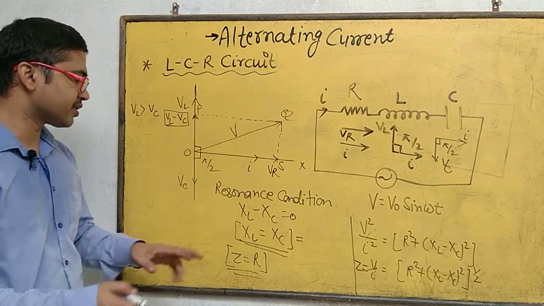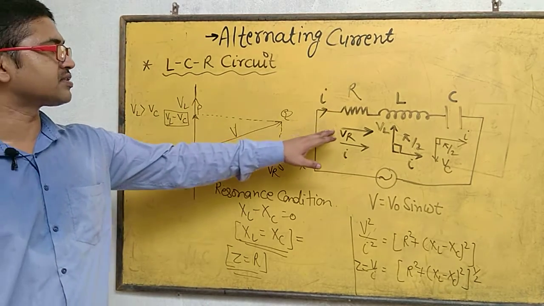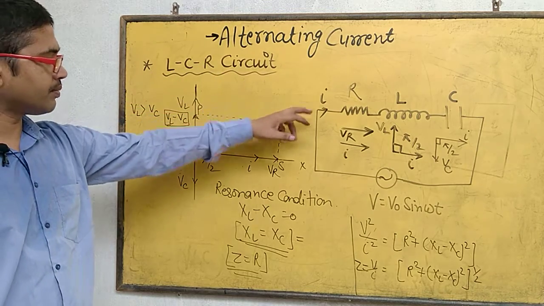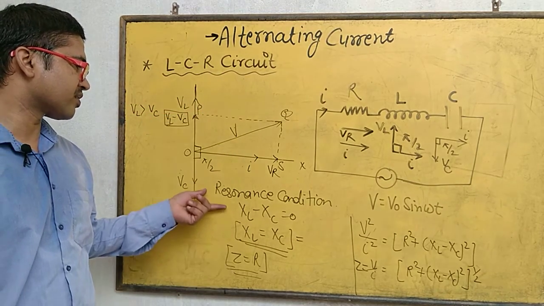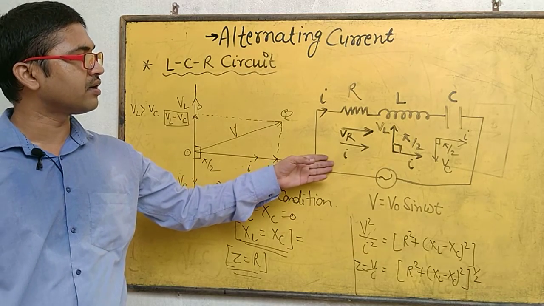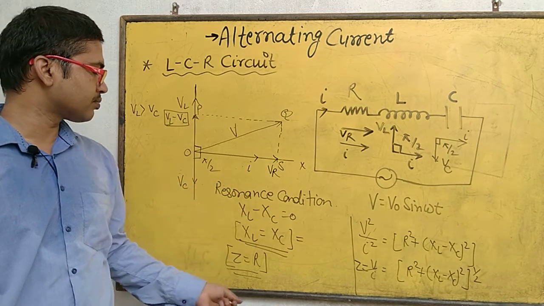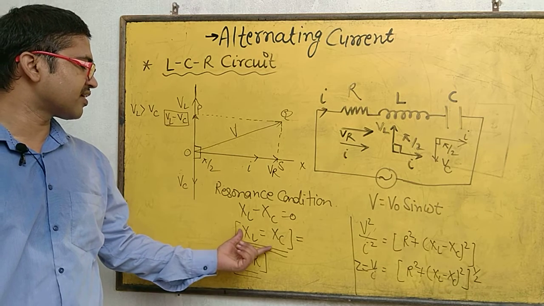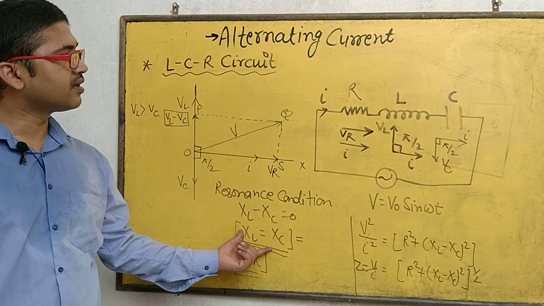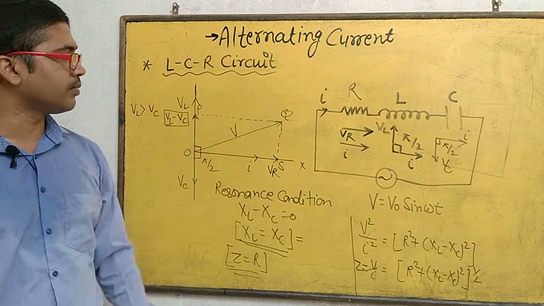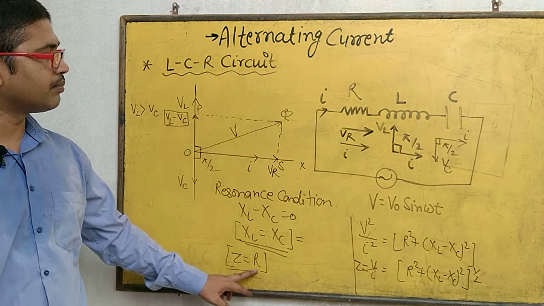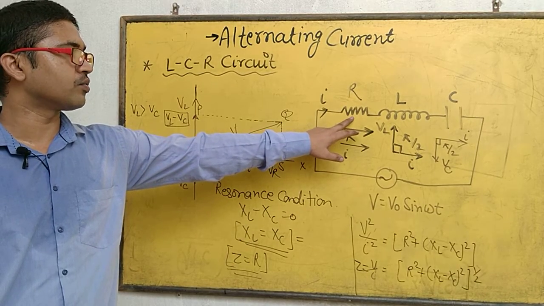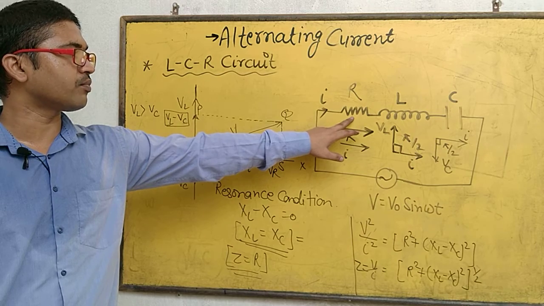So in the resonance condition, the circuit offers the minimum resistance in the path of the current, or you can say the current will be maximum in this case. So if there is an LCR circuit and you want to find out the maximum amount of current through the circuit, then you must choose this case, that is known as the resonance condition. In this case, the current in the circuit is maximum and the impedance of the circuit is minimum, and that will be equal to the pure resistance R of the circuit.